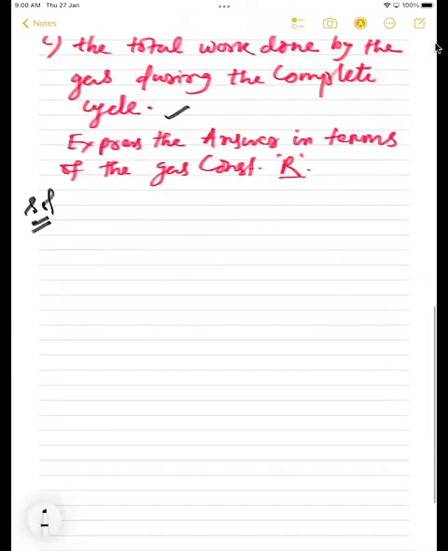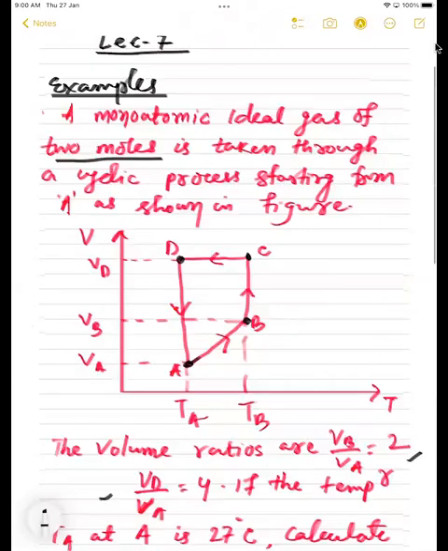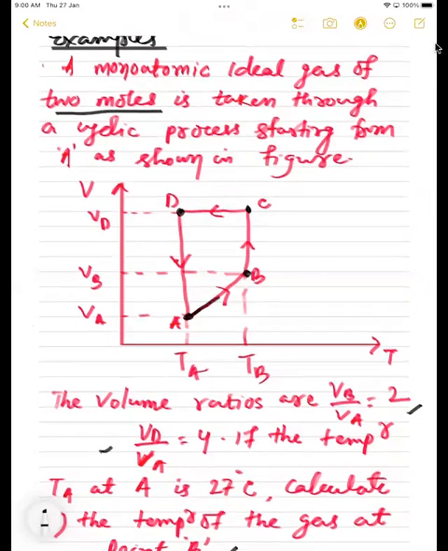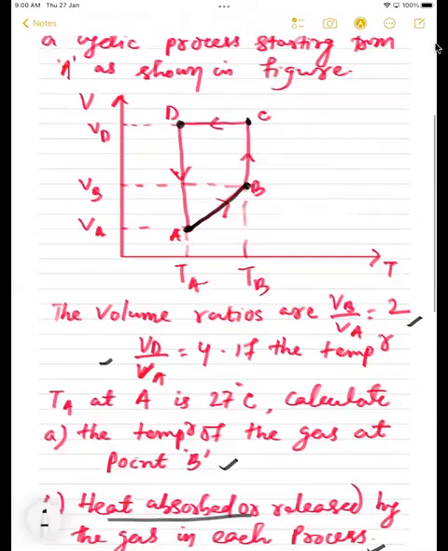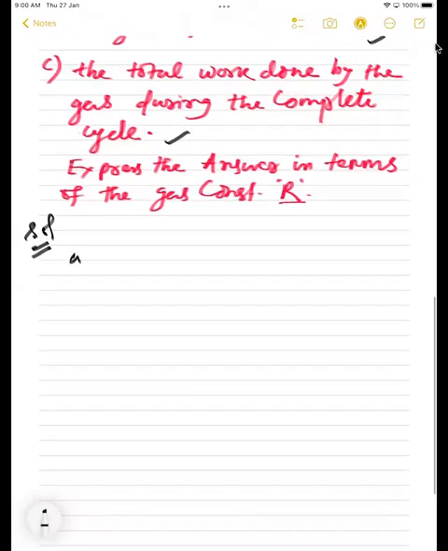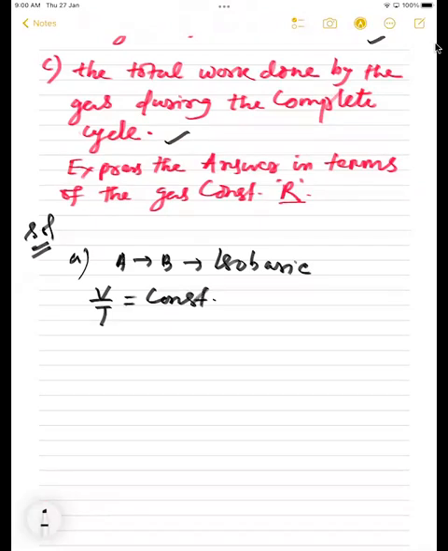So let's see, students. A to B, you are seeing volume changing, temperature is changing. So what is constant here? Pressure is constant, right? So A to B is which process, students? If pressure is constant, it is an isobaric process. Isobaric process means V by T is equal to constant. So that means VA by VB is equal to TA by TB.